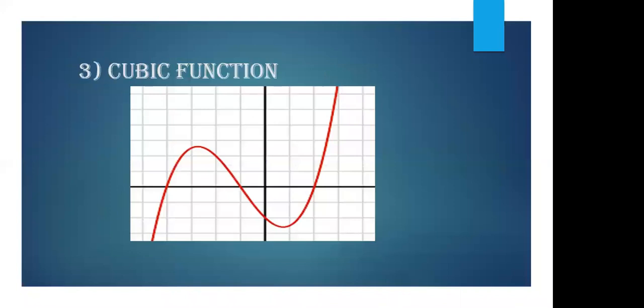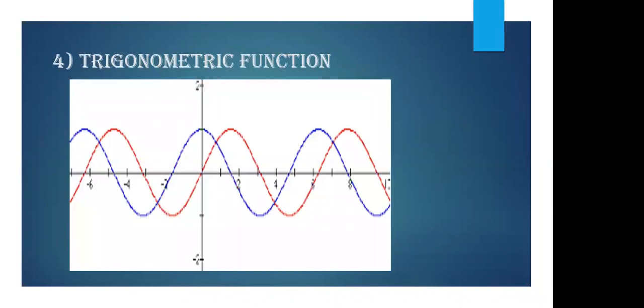The next one is the cubic function. Cubic functions have wave-like shapes, just like the letter S. This is the cubic function. Then the trigonometric function. The trigonometric function is the same as the cubic function. These shapes are used in developing games.